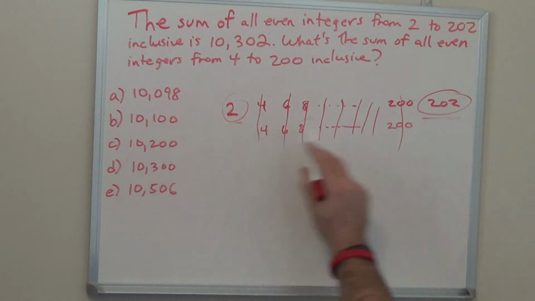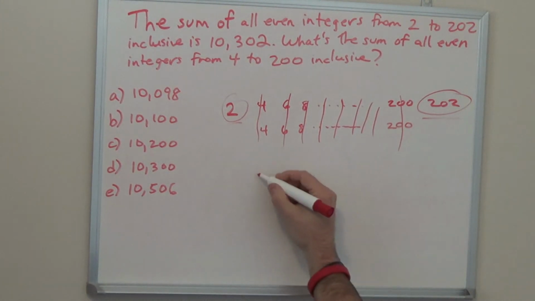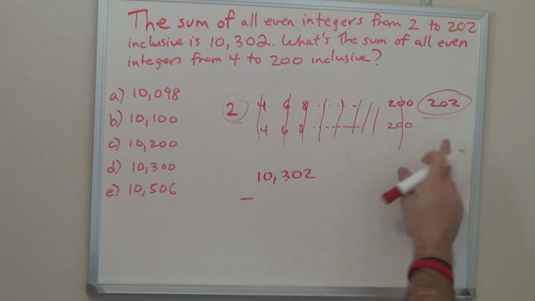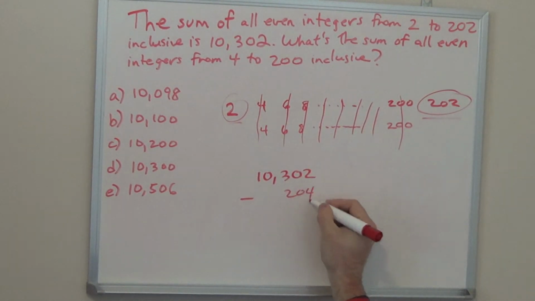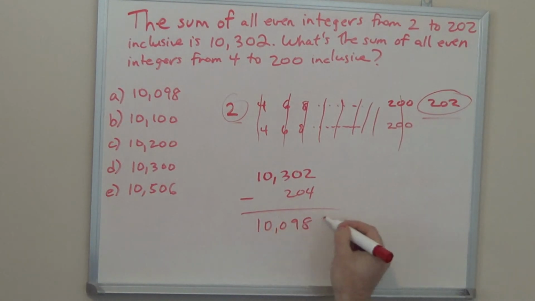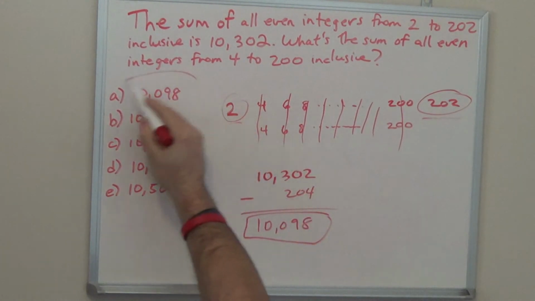And they tell us the top adds to 10,302. So then if I just take 2 plus 202, or 204 away, pretty confident we can do that math, right? It should just be that one.